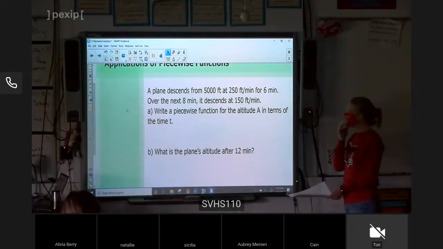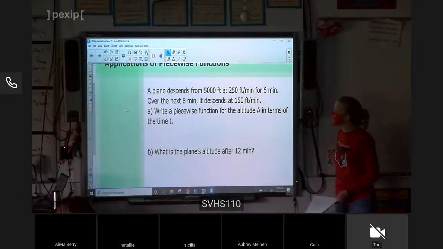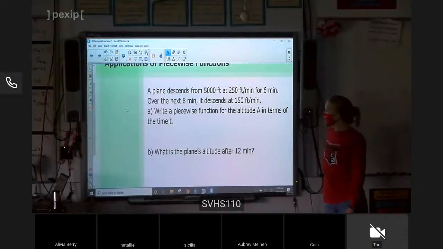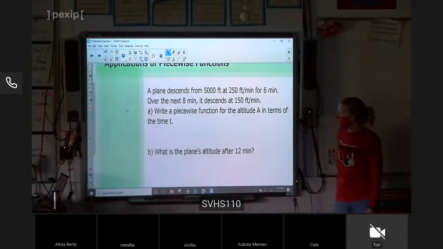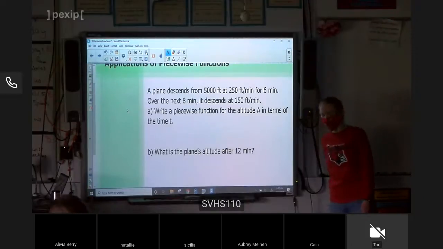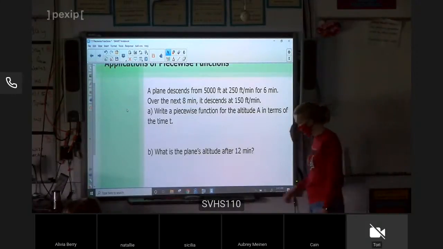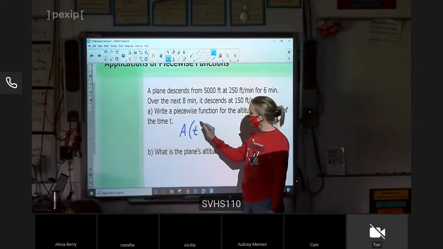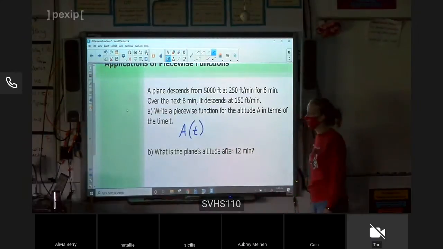A plane descends from 5,000 feet at 250 feet per minute for 6 minutes. Over the next 8 minutes, it then descends at a rate of 150 feet per minute. Write a piecewise function for the altitude, A, in terms of time, T. Okay, so we're writing a function for the altitude in terms of time. So that's what all that is.